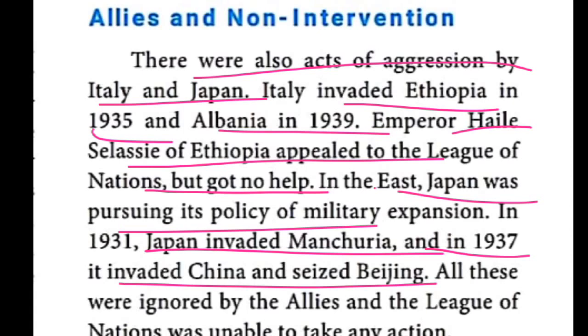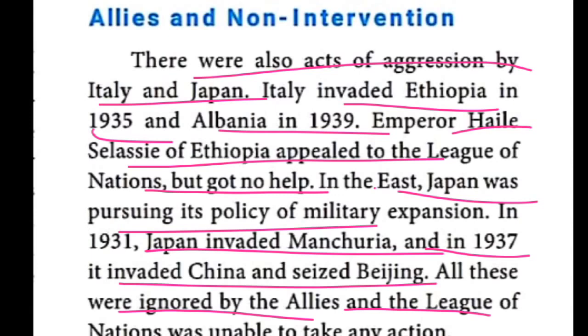Beijing, the Chinese capital. All these were ignored. They did not mind even. Who did not mind? The Allies did not mind even. And the League of Nations also was unable to take any action. Without the help of the allied powers, it couldn't do anything. So this was one of the reasons for the outbreak of the Second World War. All these were ignored by the Allies, and the League of Nations was unable to take any actions without their help.